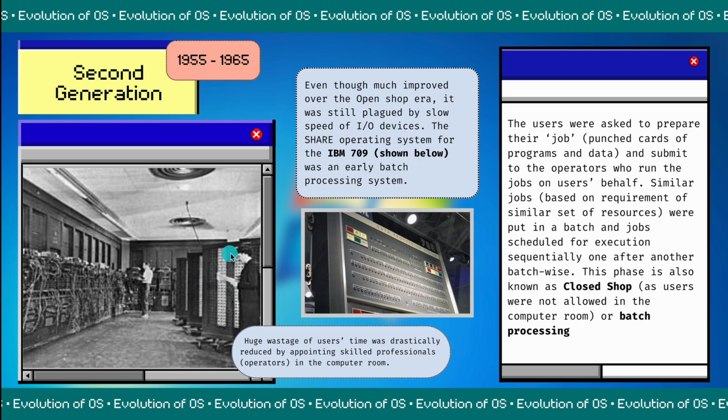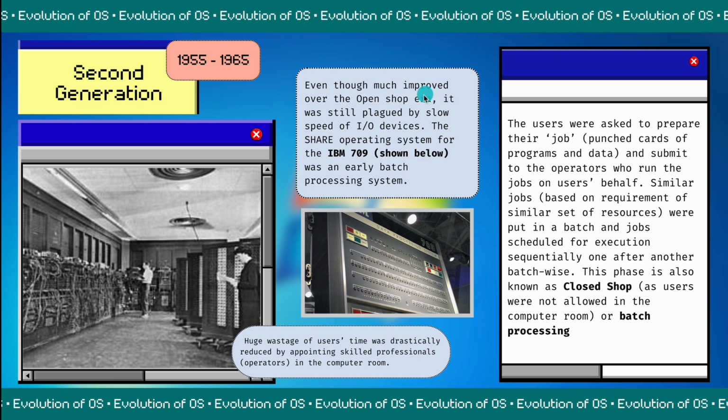As you can see right here, a person is preparing their punch cards and giving them to the computer operator, who then loaded up all of these punch cards in sequence and executed them one by one on the computer. This phase of computing is also called closed shop, as users were not allowed in the computer room. It is also called batch processing, since processes were computed in batches.